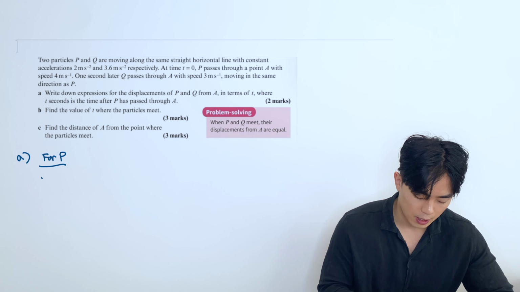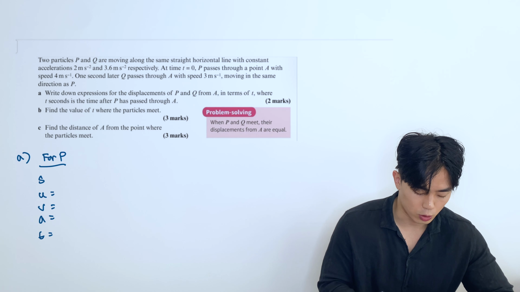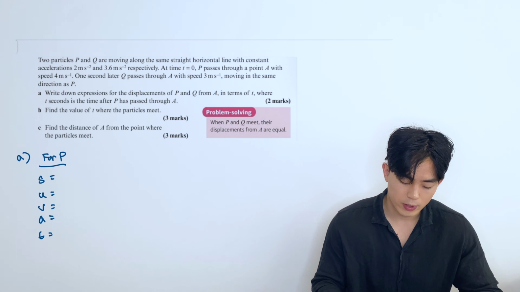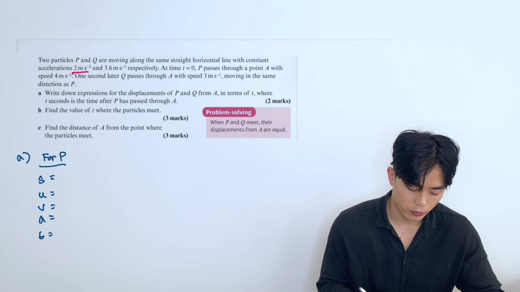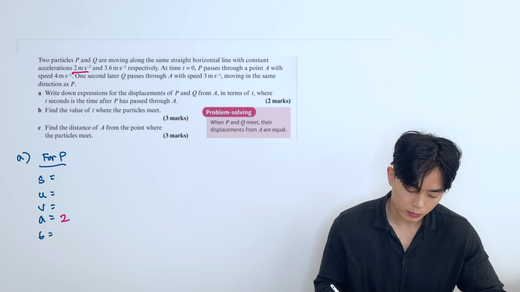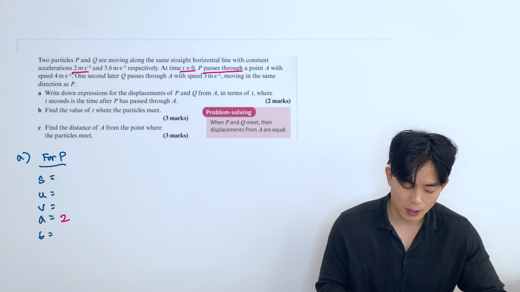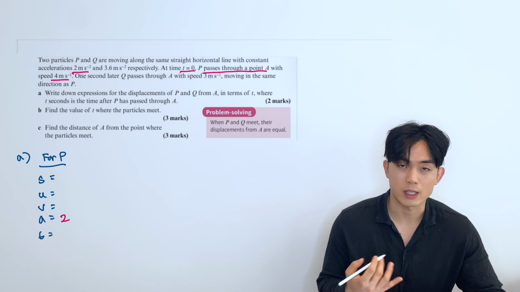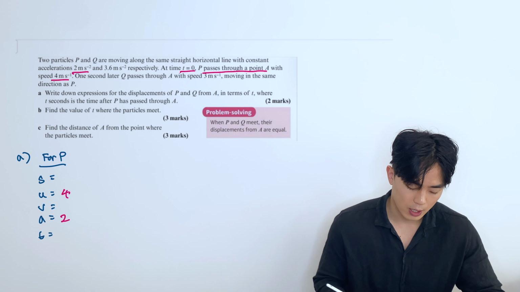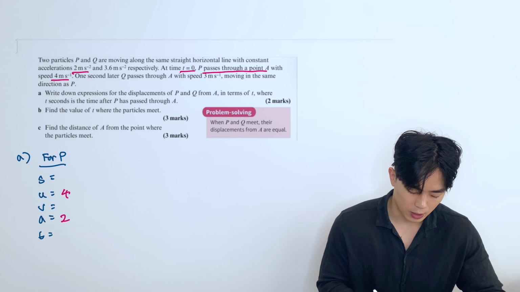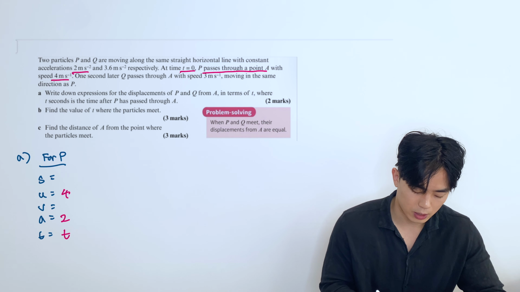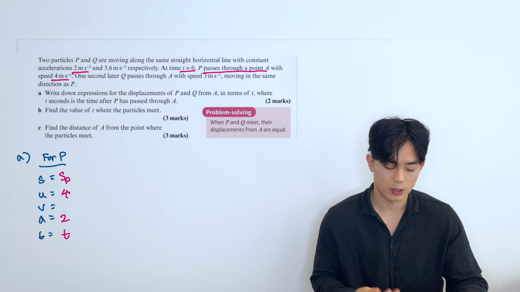So for P, once again, first things first, I want you guys to always list out what you do know out of the SUVAT values. So we know the acceleration, it's 2 meters per second squared for particle P, so this is going to be 2 here. At time t is 0, P passes through point A with speed 4, so that means the initial velocity is going to be 4 here. And then it's going to be at a certain time t, so let's call this time t, and let's just call this displacement sP for P.